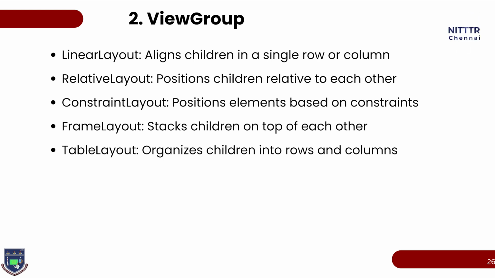And the next one is a constraint layout. So in this case, it positions elements based on constraints. And we have a frame layout. So here it will stack the children on top of each other. Then we have a table layout. So this will organize the children into rows and columns. View groups can nest other view groups to support complex user interface hierarchies. For example, a linear layout may contain a relative layout, which in turn holds multiple views.